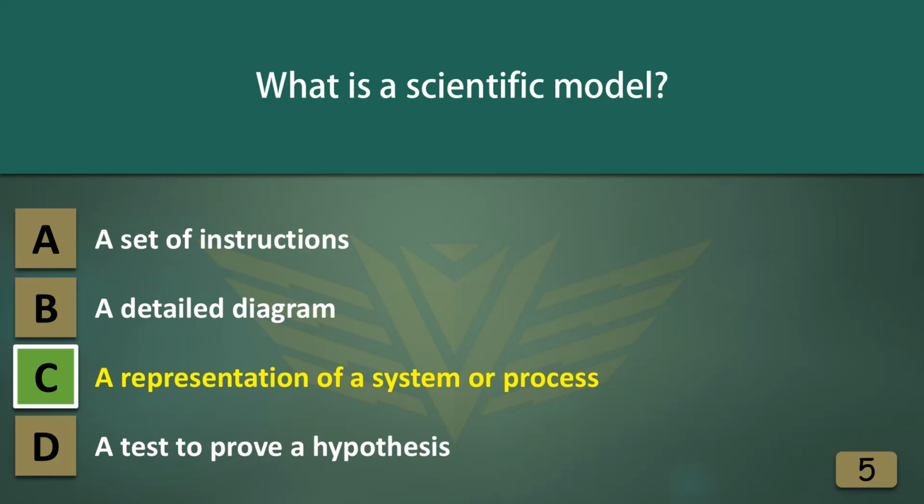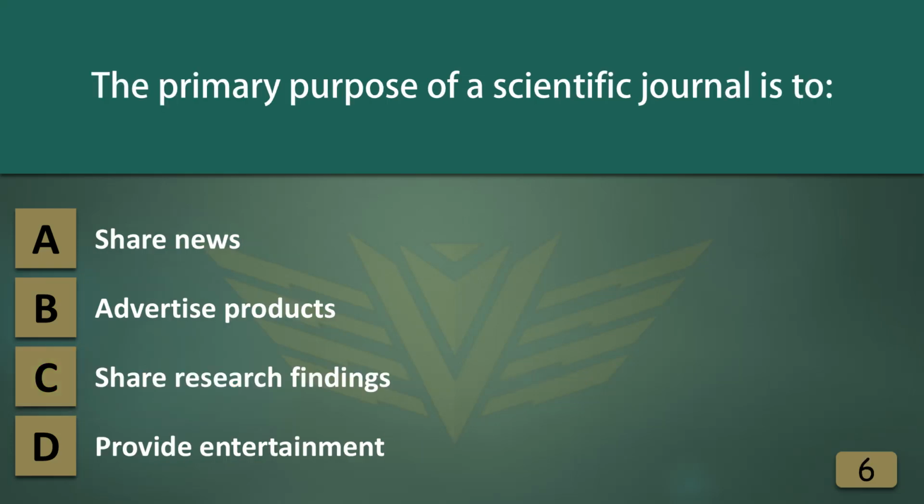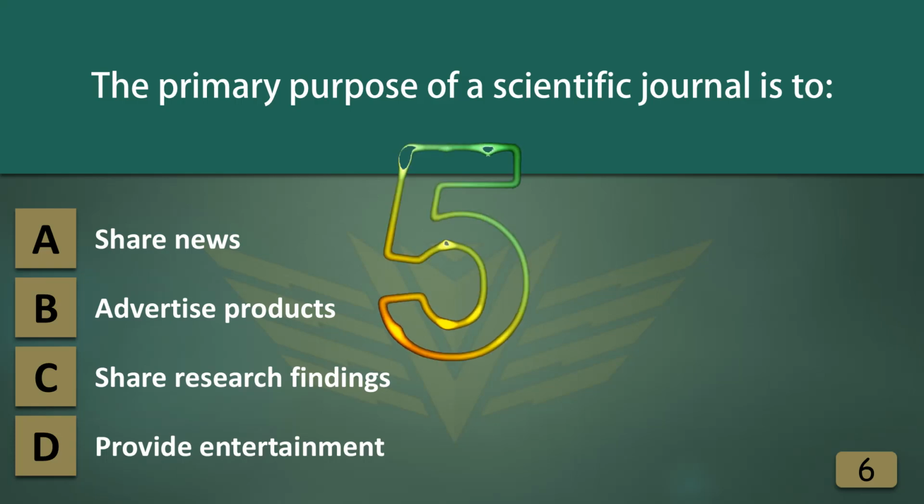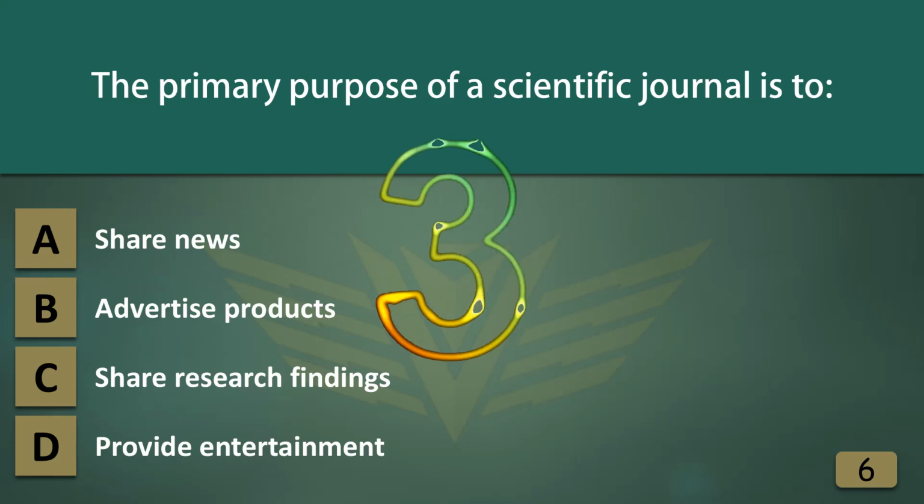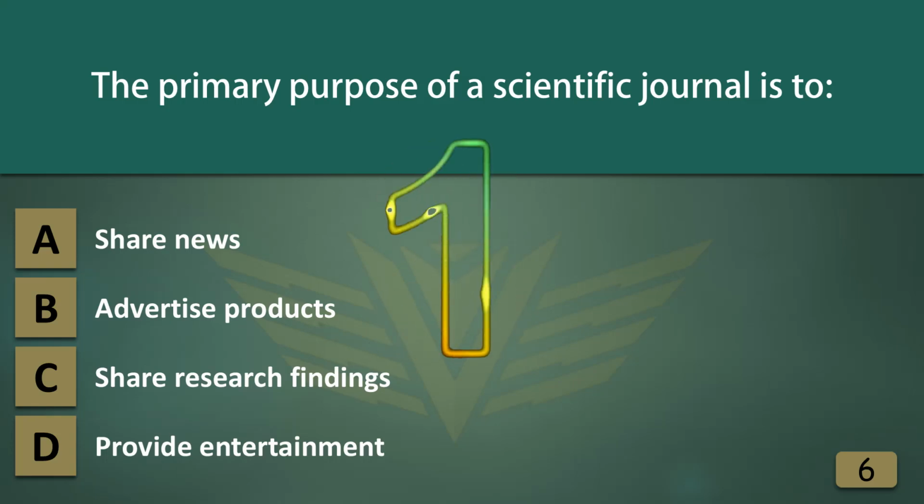complex phenomena. The primary purpose of a scientific journal is to A. Share news. B. Advertise products. C. Share research findings. D. Provide entertainment. The correct answer is C. Share research findings. Scientific journals are meant to share research findings, allowing scientists to communicate their results and contribute to the body of knowledge in their field.